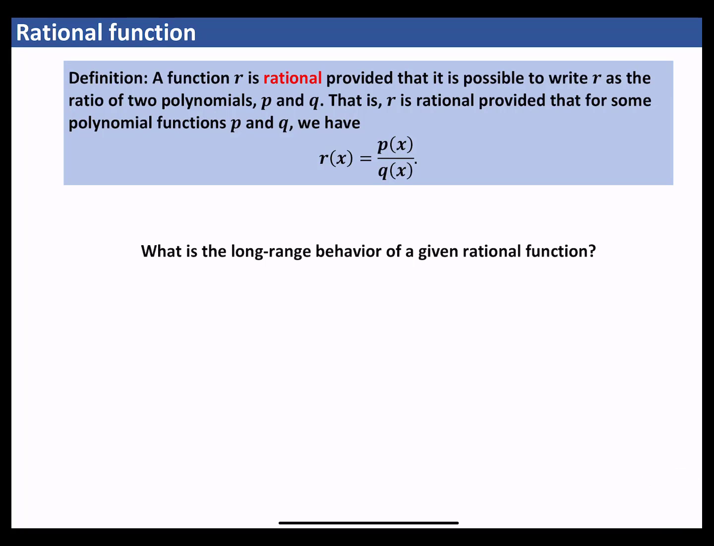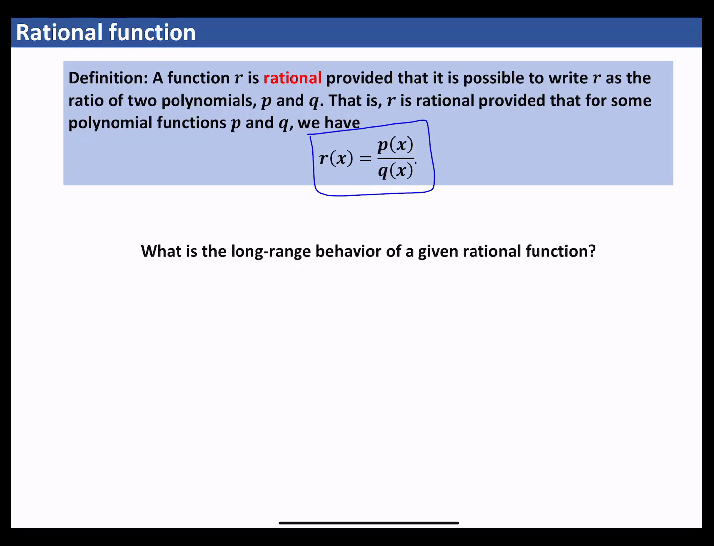A function r is a rational function provided that it is possible to write r as the ratio of two polynomials p and q. That is, r is rational provided that for some polynomial functions p and q, we have r of x equals p of x divided by q of x.